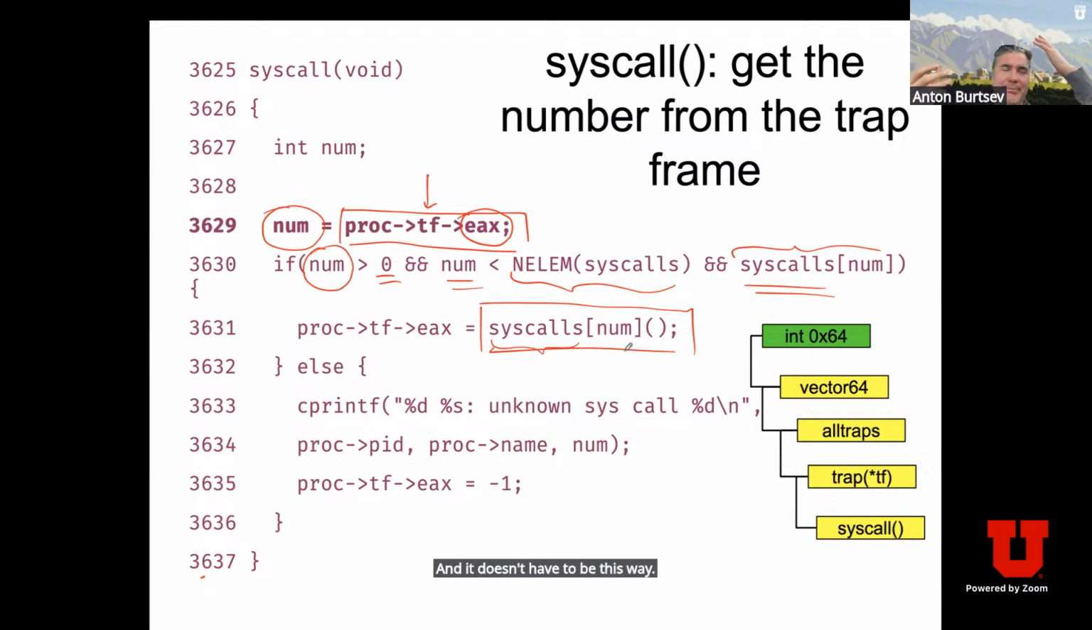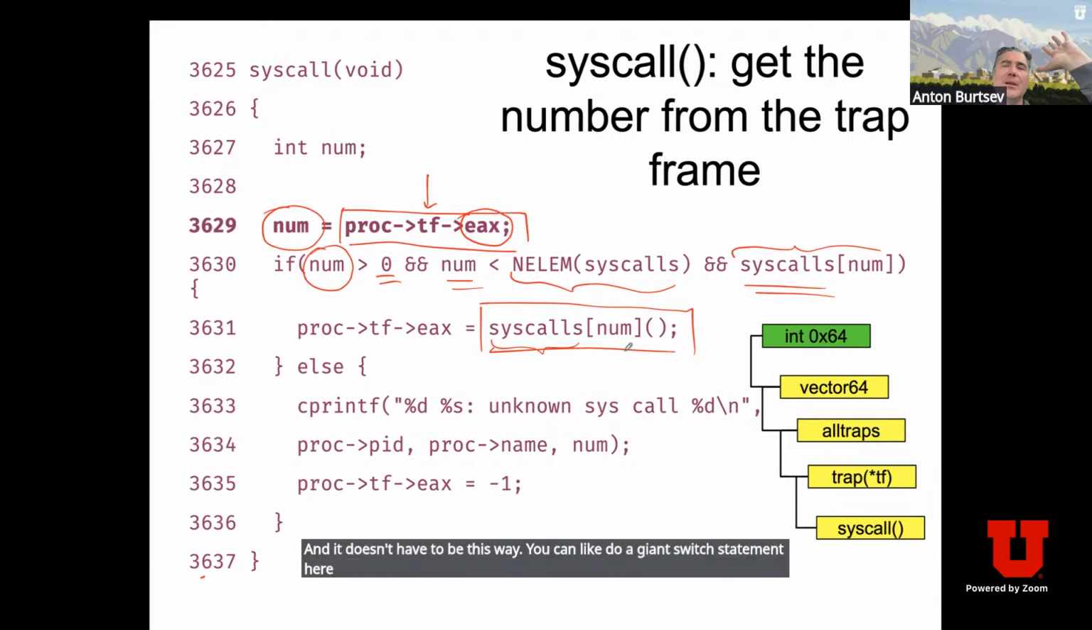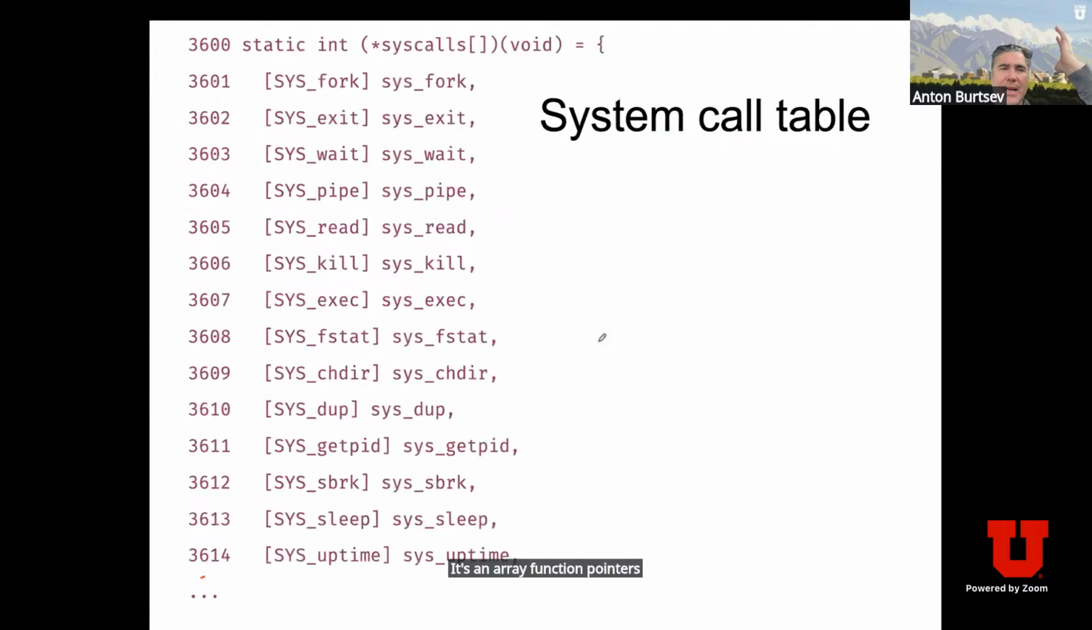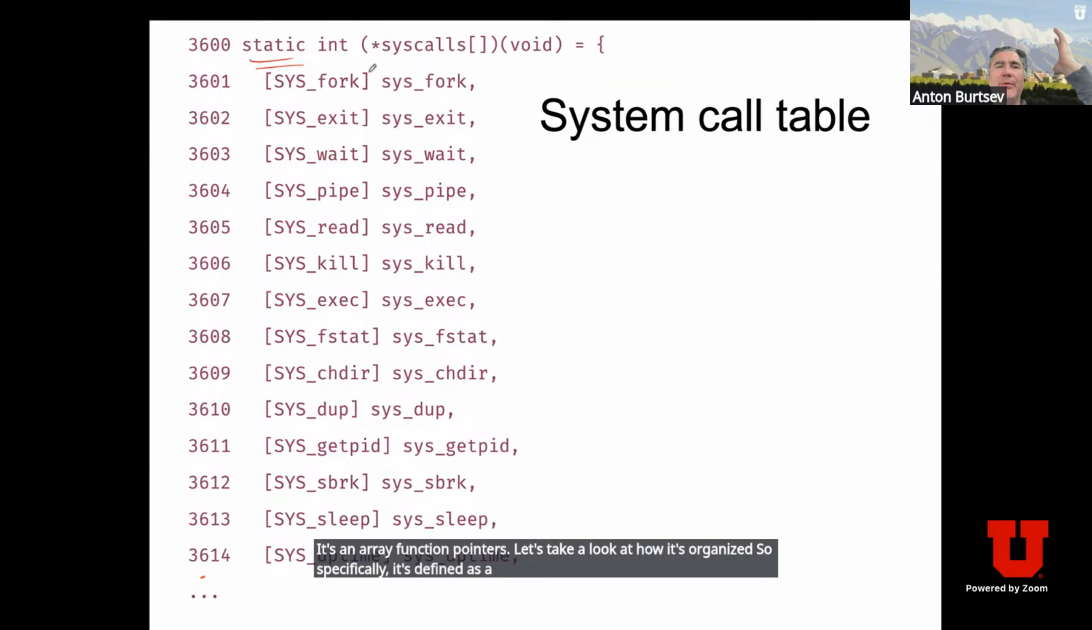You can do a giant switch statement here and code everything statically. Again, it's just a design choice. So don't be too specific about it, but x86 does an array. Essentially it says, okay, it's an array of function pointers. Let's take a look at how it's organized. Specifically, it's defined as a global variable, syscalls. It's an array, and each element of the array is a pointer to a function which returns an int, right?